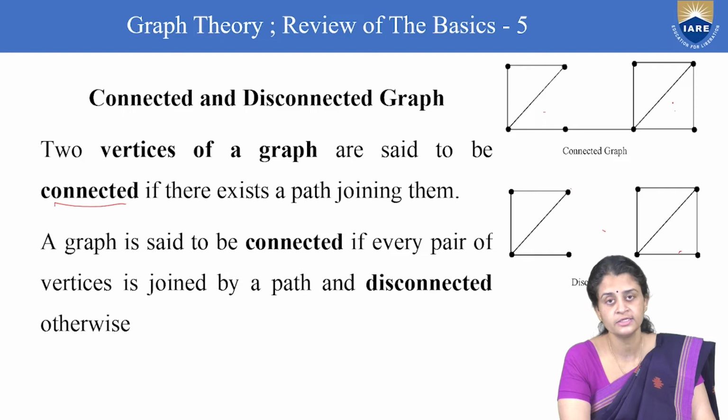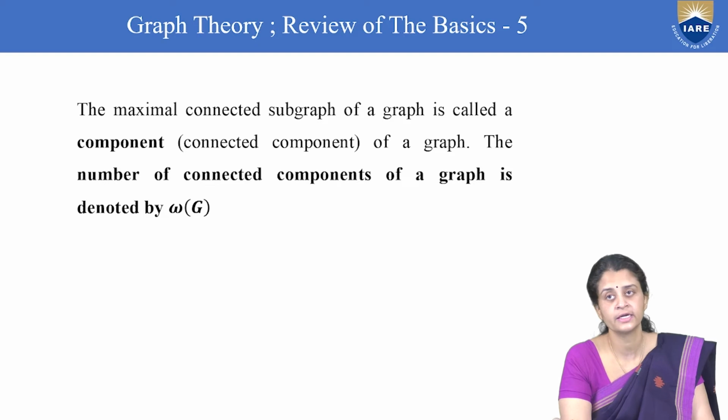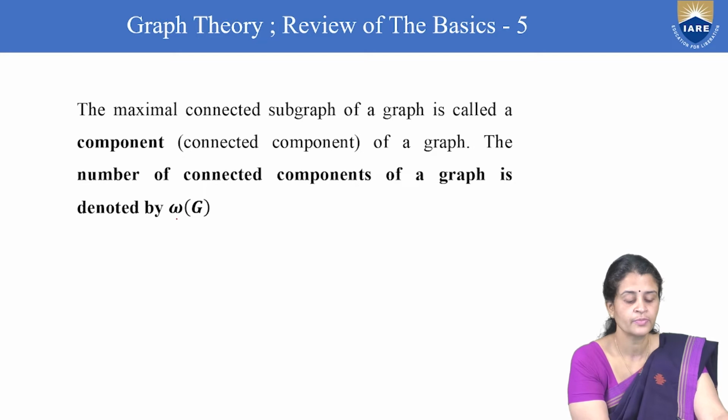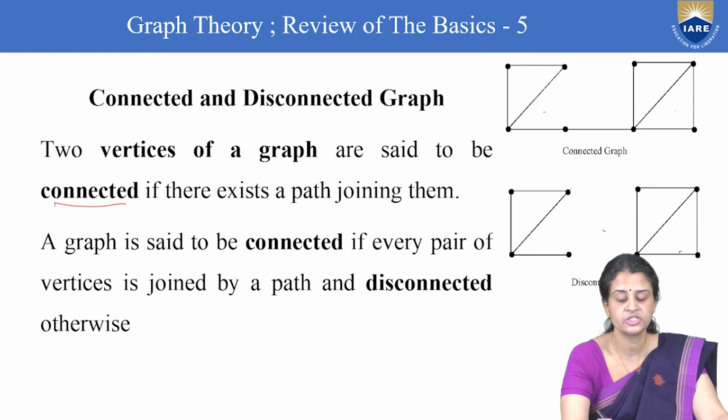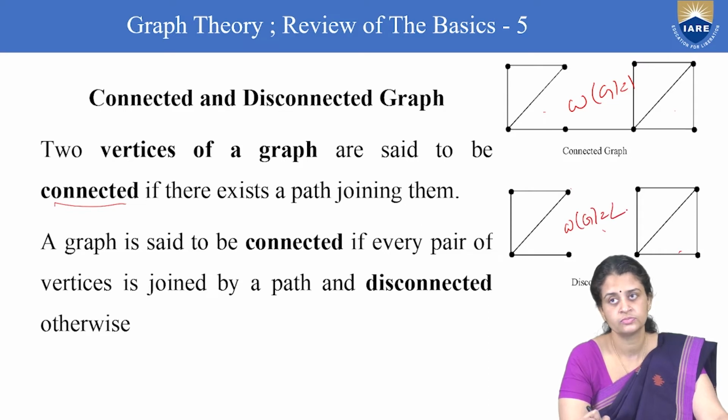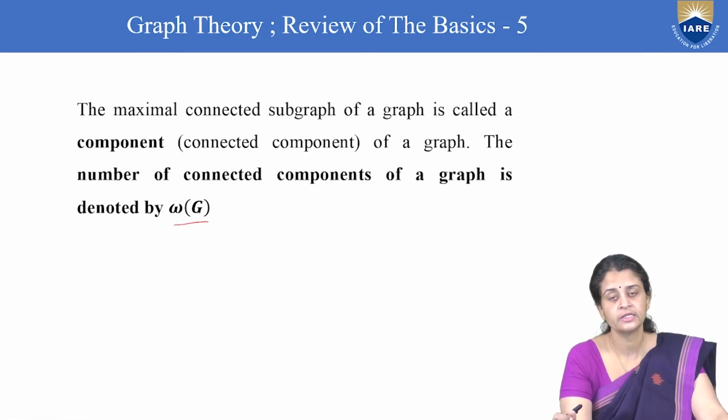That is, a maximal connected subgraph of a graph is called a component of a graph, or a connected component of a graph. The number of connected components of a graph is denoted by omega G. Here omega G is 1, whereas here omega G is 2. A maximal connected subgraph of a graph is called a component, and the number of components in a graph is denoted by omega G.